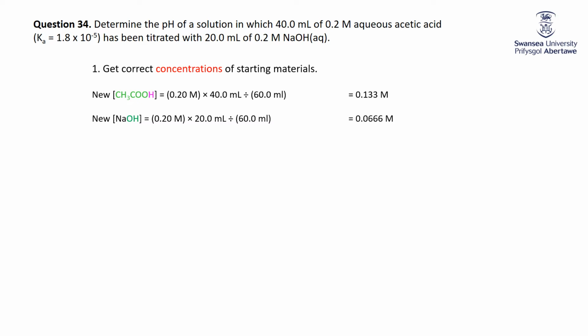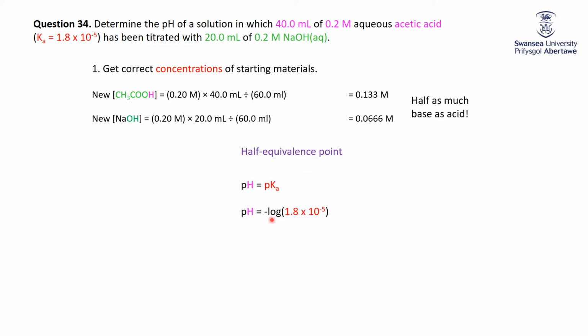And what you need to recognize is that this is half of that. In other words, you're at the half equivalence point. The other thing you could have noticed is 0.2, 0.2, so same concentrations, half the volume, half equivalence point. The half equivalence point, pH is pKa, so therefore the pH is minus the log of Ka, 1.8 times 10 to the minus 5, 4.74. So be very, very aware of that.